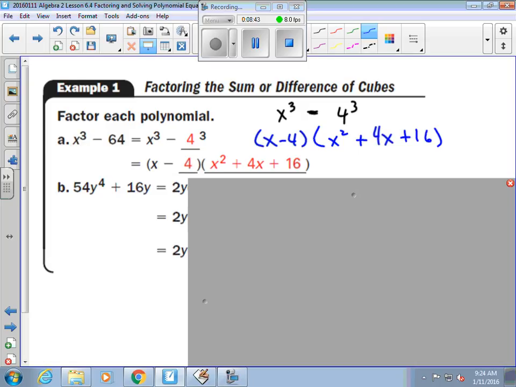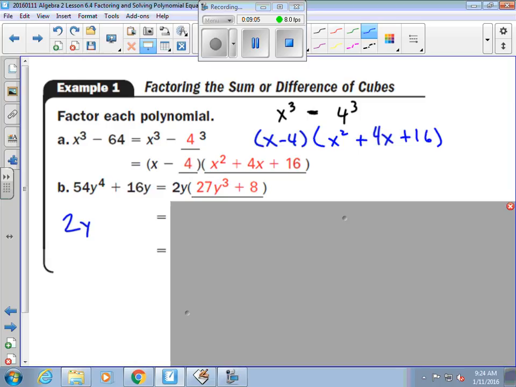For this next one, we have 54y to the fourth plus 16y. Again, just like the first bell work problem, you want to pull out whatever they have in common if they have something in common. The number 2 goes into both of them, and y also goes into both of them. So you ask yourself, what do I need to multiply 2 by to get 54? That's 27. And what do I have to multiply y by to get y to the fourth? y to the third. Same thing with what do I multiply 2y by to get 16y? You multiply it by 8. So now you have 2y times 27y to the third plus 8.